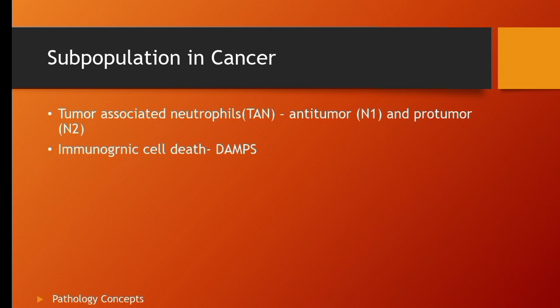Immunogenic cell death. The immune system detects the altered cell molecules in the damaged cell through the danger signals or the alarmins. These are referred to as damage associated molecular patterns, also called the DAMPs. These stimulate the neutrophil to utilize the cytotoxicity against these damaged tumor cells, and this is called the immunogenic cell death.